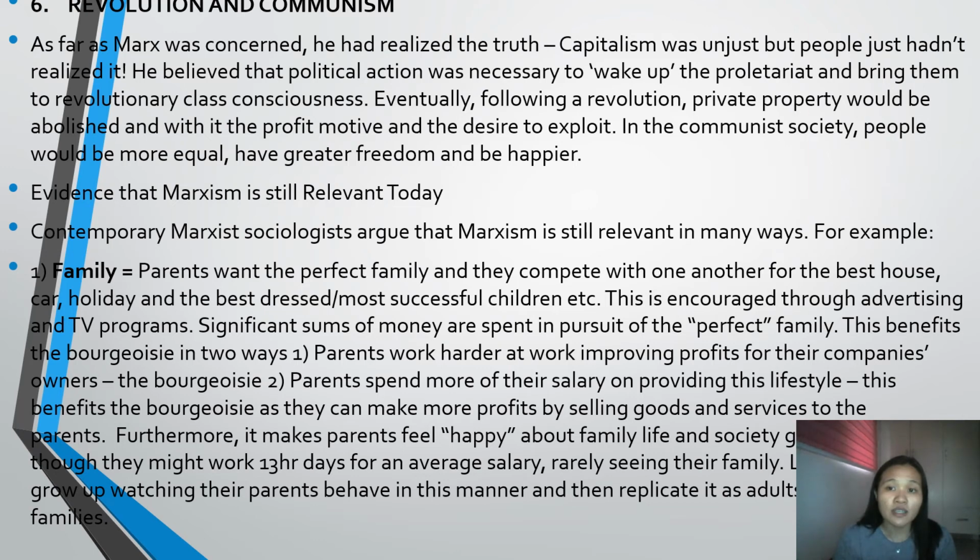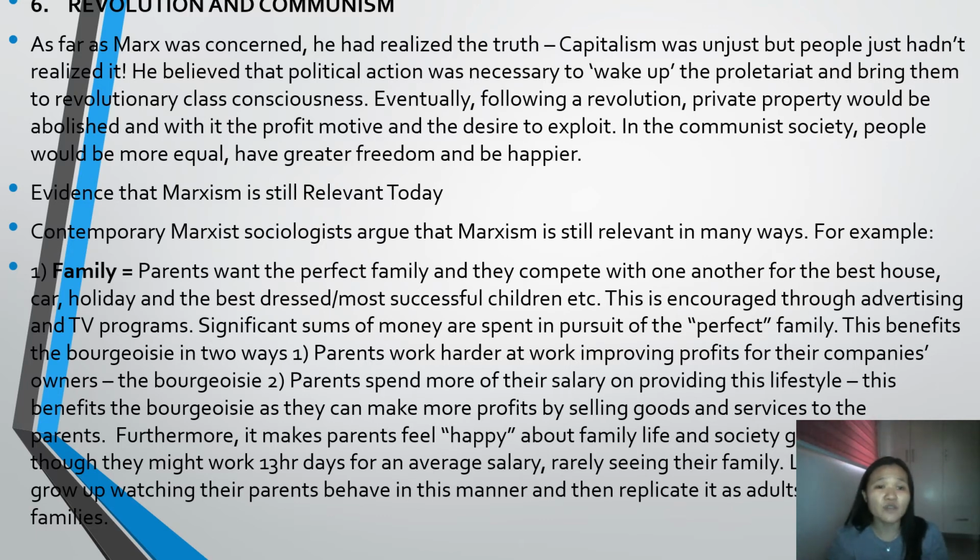So, this benefits the bourgeois in two ways. Parents work harder at work, improving profits for their companies, owners. The bourgeois, or number two, parents spend more of their salary on providing this lifestyle. This benefits the bourgeois as they can make more profits by selling goods and services to the parents. Furthermore, it makes parents feel happy about family life and society.